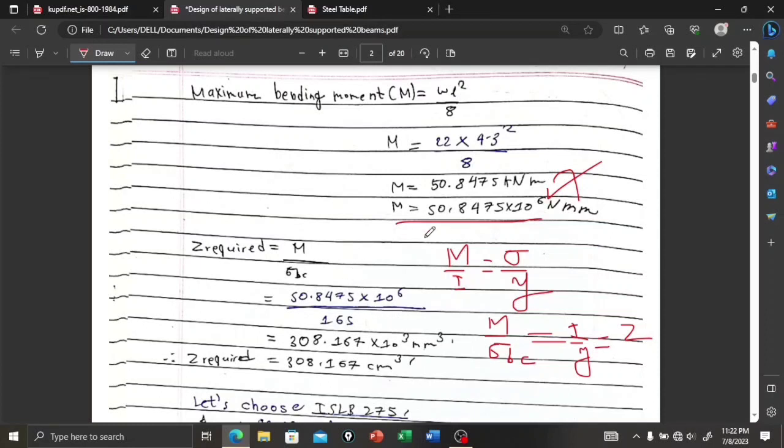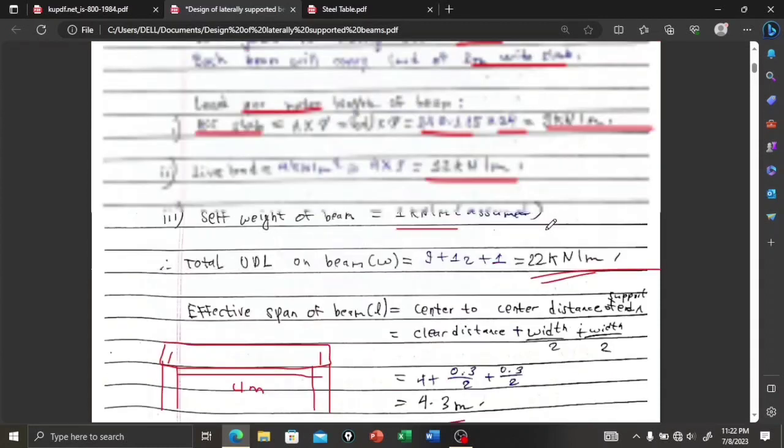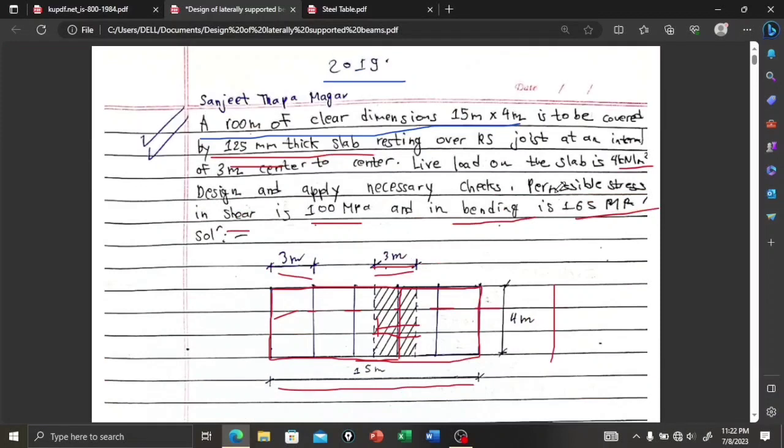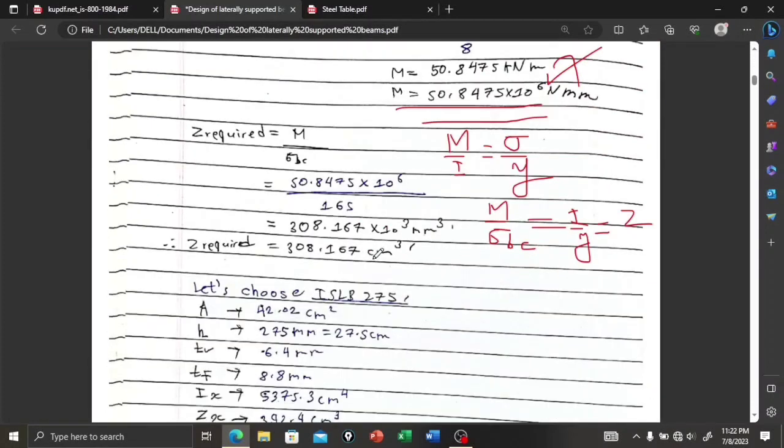So M is 50.8475 into 10 to the power 6 and sigma bc is given bending compression, that is 165 megapascals. So Z required is 308.167 into 10 power 3 mm cube. To convert mm cube into centimeter cube we divide by 1000. So Z required will be 308.167.